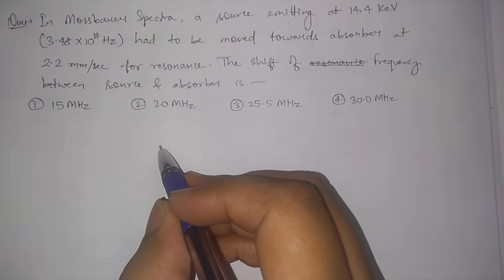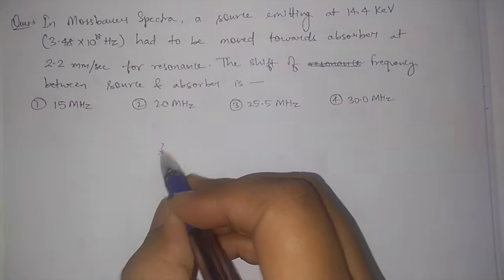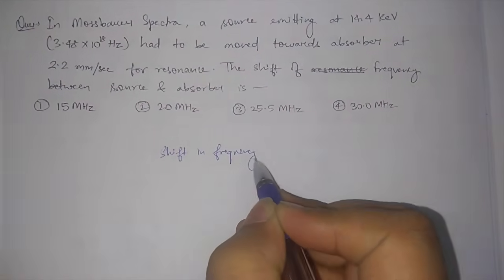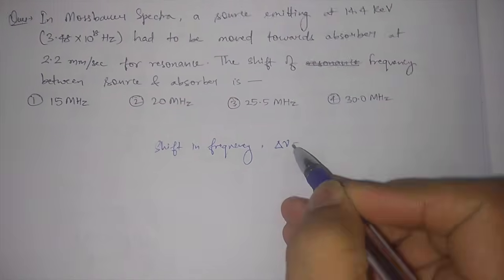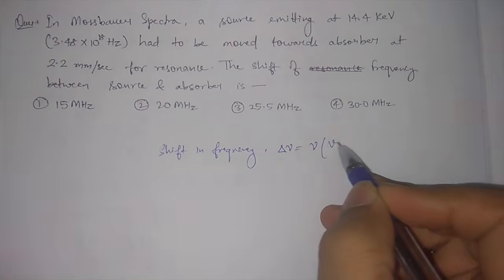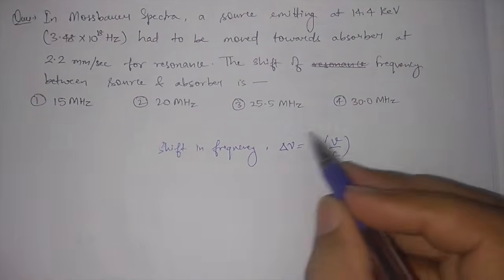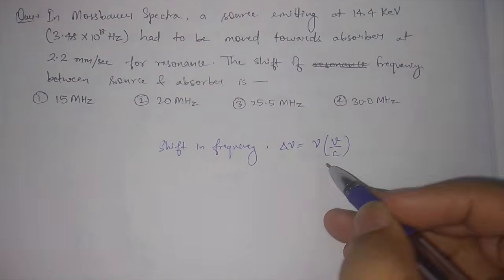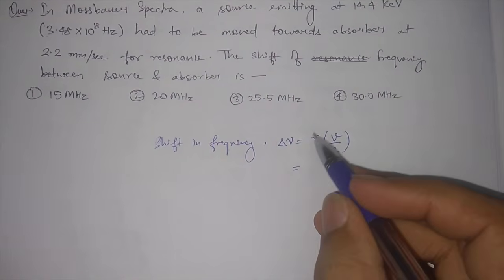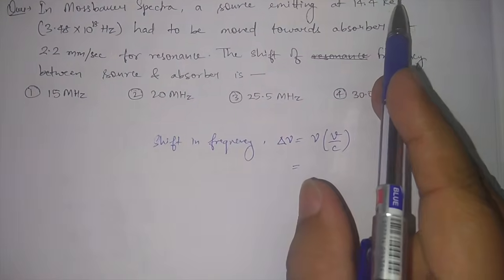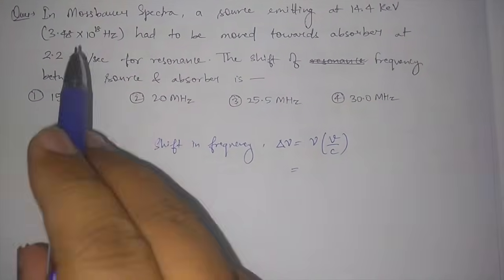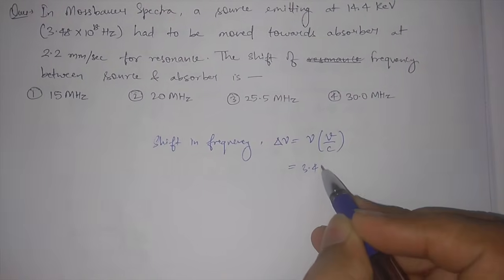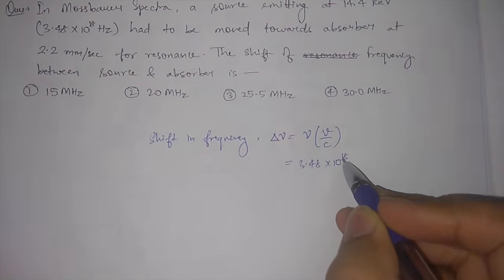First of all, you have to use this formula, that is, the shift in frequency is given by delta nu equals nu into V by C. I have given you this formula, right? This formula is based on the Doppler shift, and this is what you have to calculate. Frequency is given to you in two forms, in kilo electron volt and in hertz. You have to use hertz because you have to calculate the answer in hertz. So it's 3.48 into 10 to the power 18.